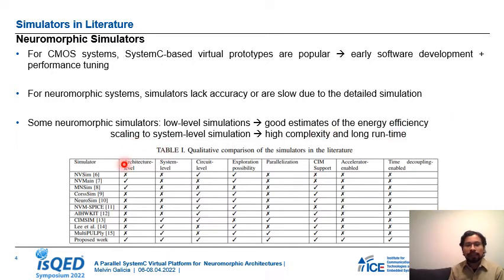So basically we checked what qualities in a simulator, for example architecture level, simulation level, circuit level, exploration possibility, parallelization, and other qualities, would be desirable in order to fully exploit all the resources of the host system. Because imagine, even without simulation, just running artificial neural network models on a computer is already demanding, and trying to run that in a simulator, as I said, the runtime becomes prohibitively slow.